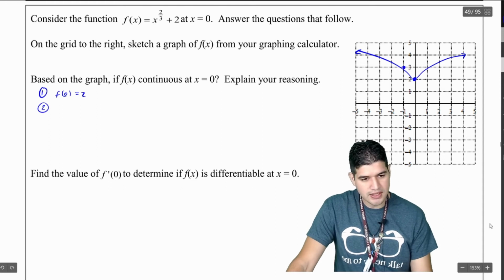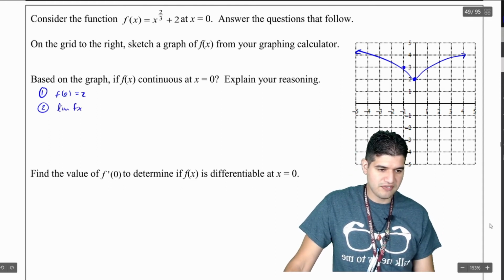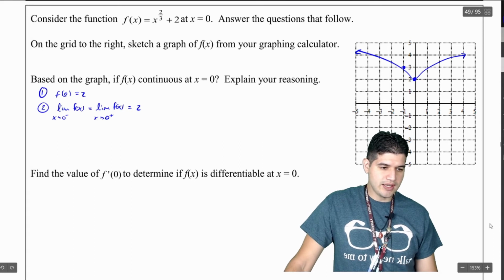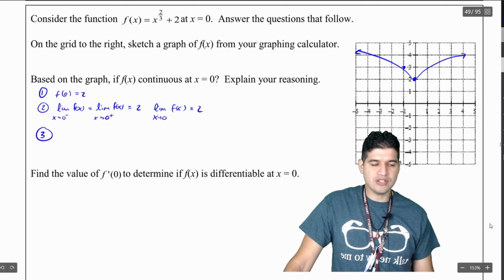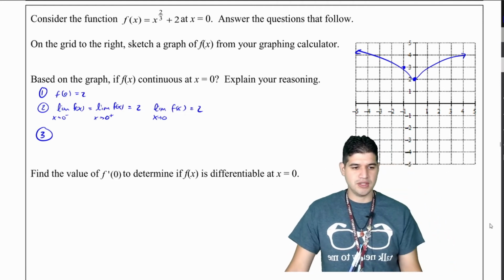Number two, the second thing is we need to see our limits. So the limit of f of x as x approaches 0 from the left equals the limit of f of x as x approaches 0 from the right, and they both equal 2. So then that means that the limit of f of x as x approaches 0 is equal to 2. All right, and to our final part, we need to state that both of those things are equal.